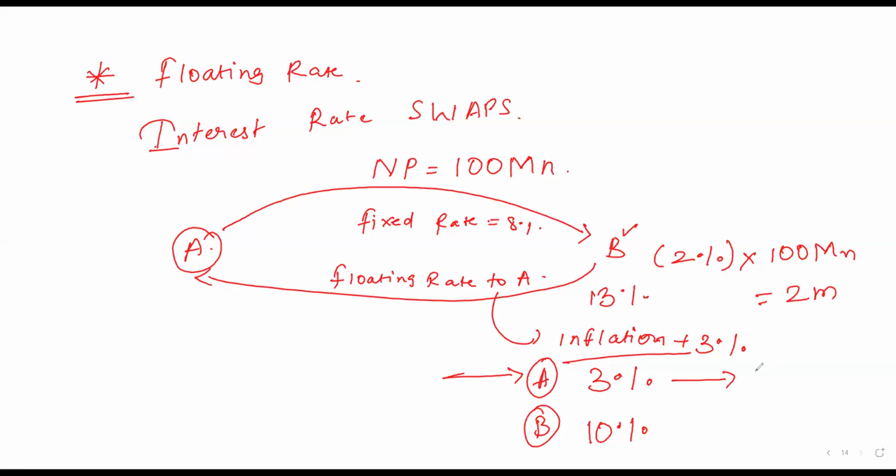So what is the cost for B? Cost for B is 6%. Why 6%? 3% plus 3% is 6%. You are paying 6% and receiving 8%. You have a net benefit of 2%. Since you are paying 6%, you are paying 6 rupees and receiving 8 rupees. You have a net benefit of 2 rupees.